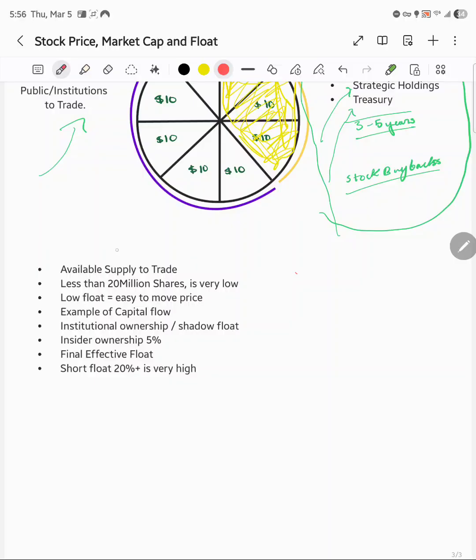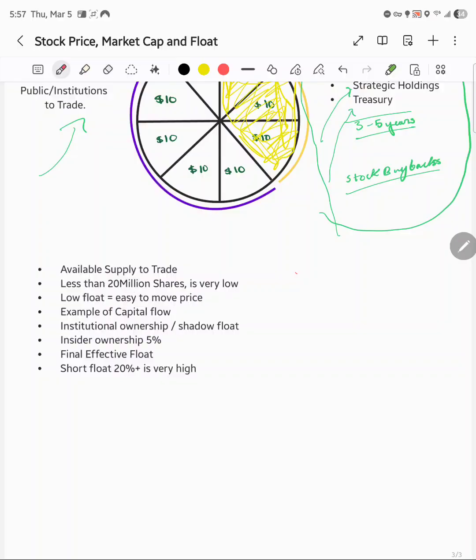So we know that float is the available supply to trade, okay? But that's not the full story. I will get to that. So anything less than 20 million shares is considered very, very low float, okay?